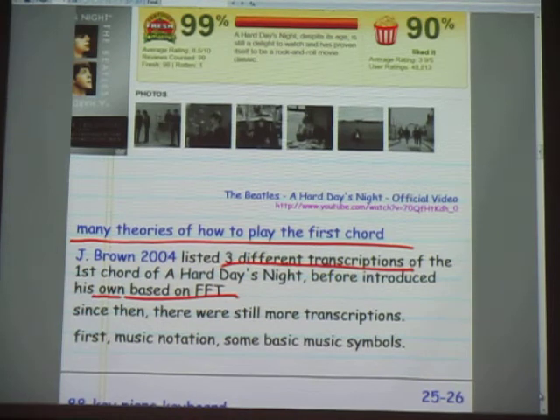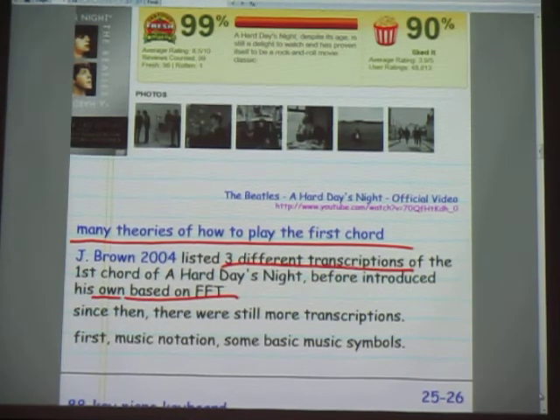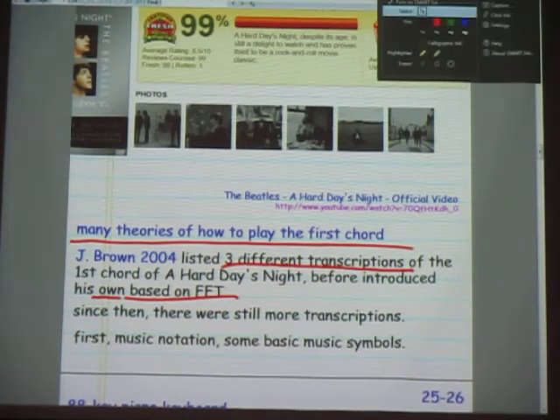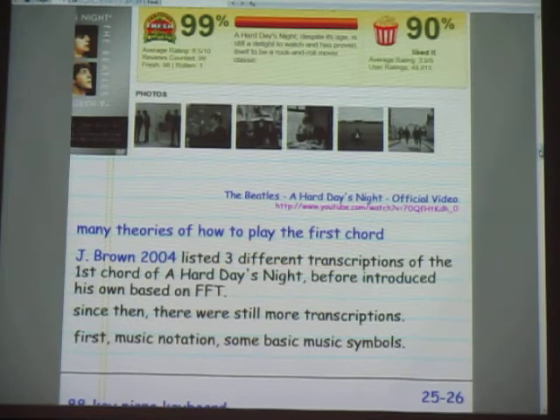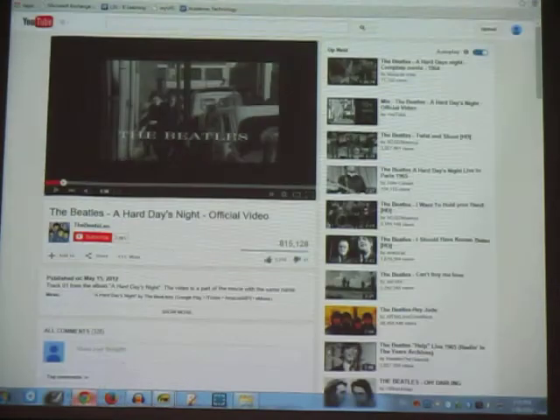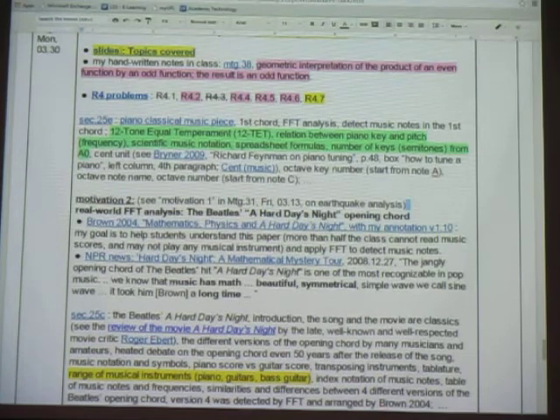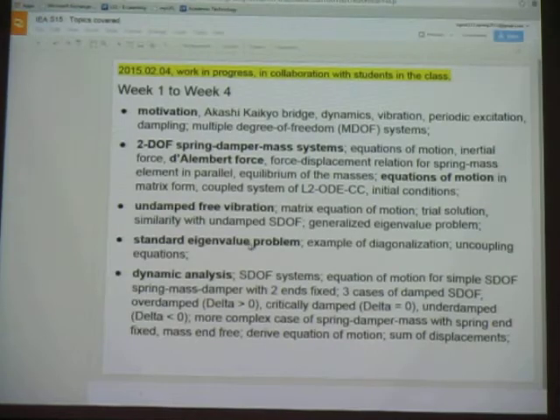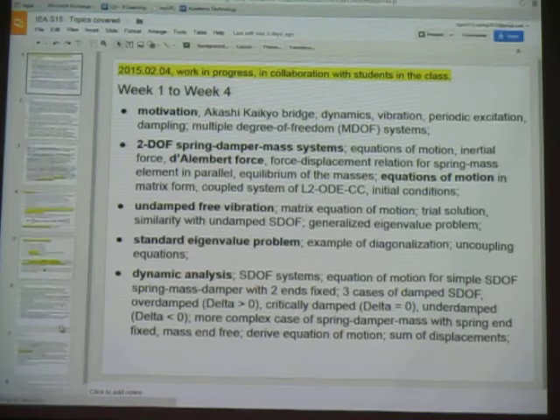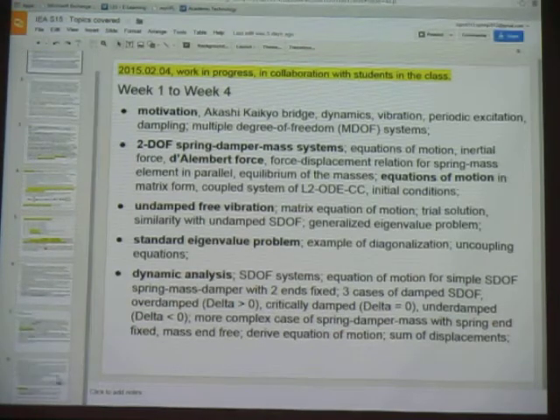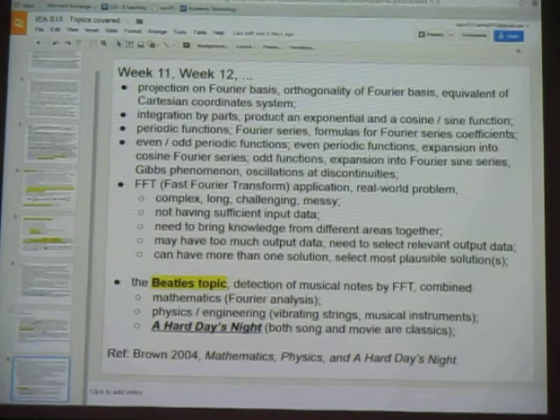The goal is I'd like to give you a real-world experience of using fast Fourier transform. Okay, and I have prepared a list of topics covered here that I pointed out some of the features right here.